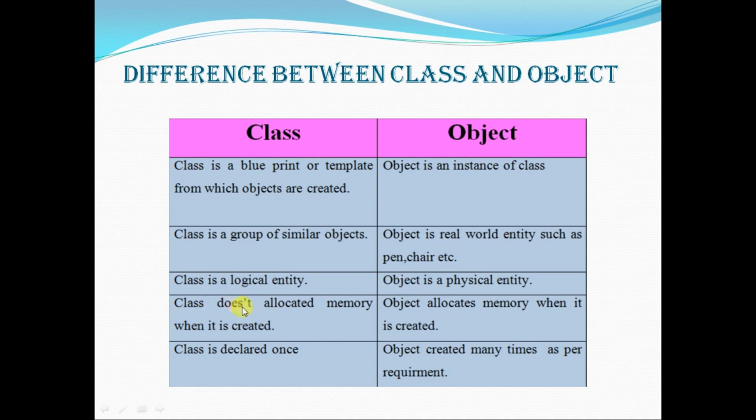Class does not allocate memory when it is created, but an object allocates memory when it is created. Class is declared once, objects are created many times as per requirement. Without a class, we cannot create an object. So, first of all, we have to create a class. After that, we can create more than one object of that class type. Okay.